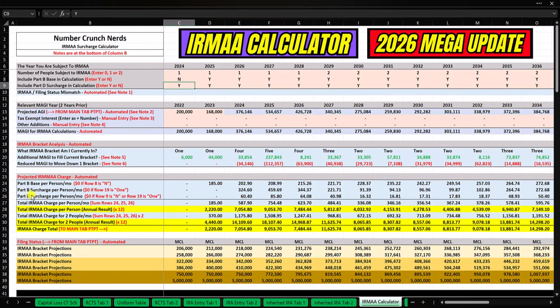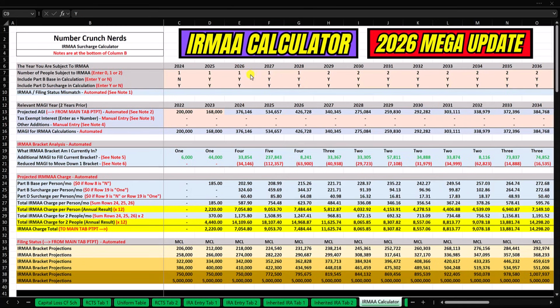Right here, Part B surcharge per person per month, this will be 0 if row 19 is 1. Let's take a look at row 19. Remember, this says, what IRMAA bracket am I currently in? If your MAGI is low enough for any particular year, then you will be in the lowest IRMAA bracket anyway. And when you are in the first IRMAA bracket, the surcharge for Part B and for Part D is 0, and that's why both of these are currently 0 in this particular column.